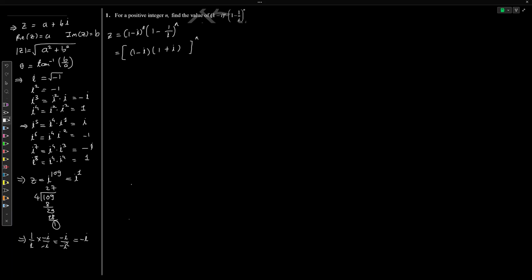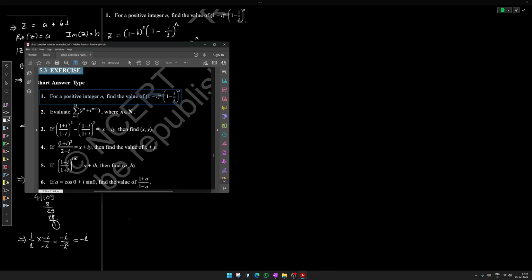Right? Now here we get (a minus b) into (a plus b). So its product must be a square minus b square. So within the bracket, it will become 1 square minus i square. And we know that the value of i square is minus 1. So this will become 1 plus 1, or we can say 2 raised to n is your answer. Ta-da! Very easy. Go to the next.